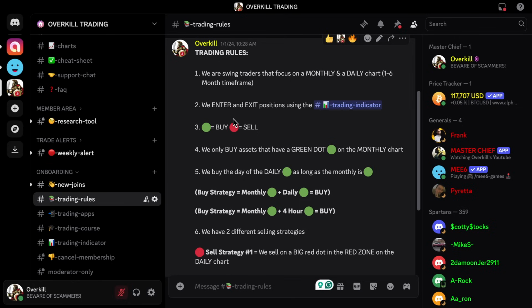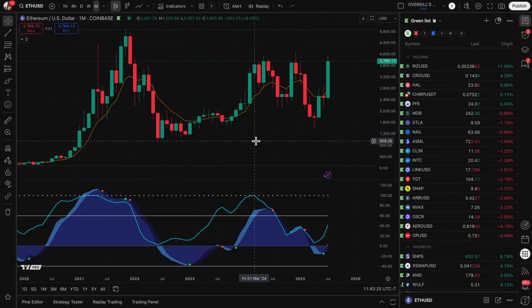This is the strategy, guys. You can bend the rules all you want, but everything comes back to this plan. Everything comes back to these rules right here. We have 6 of them. So we enter and exit positions using our trading indicators. The green dot means buy and the red dot means sell. When I talk about those red and green dots, I'm talking about those down here on this indicator.